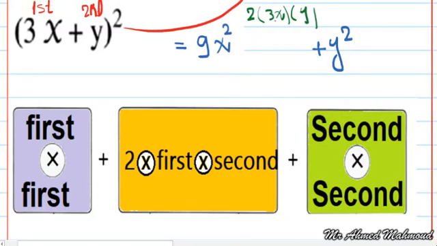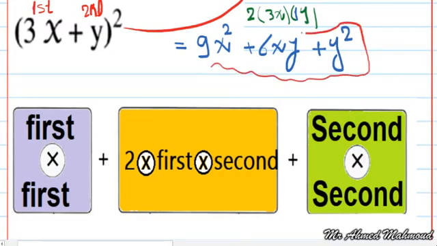It will be 2 times 3 times 1, okay, equal positive 6, and write down xy. The answer will be like this: 9x to the power of 2 plus 6xy plus y to the power of 2.